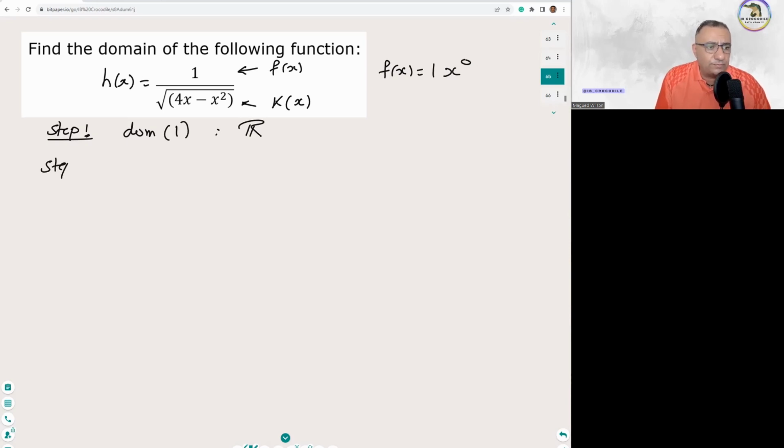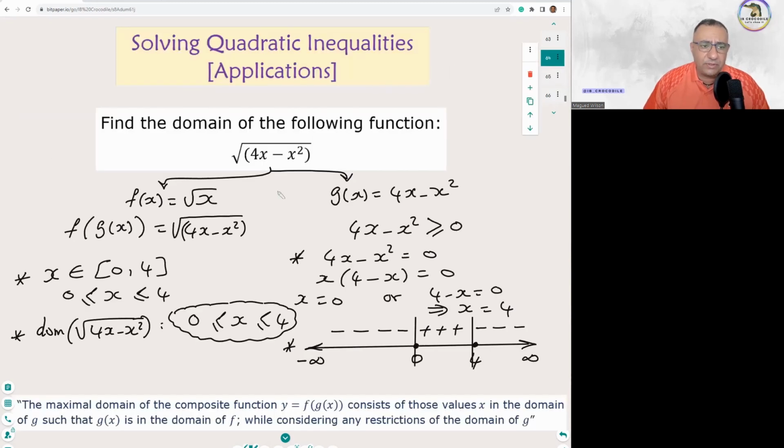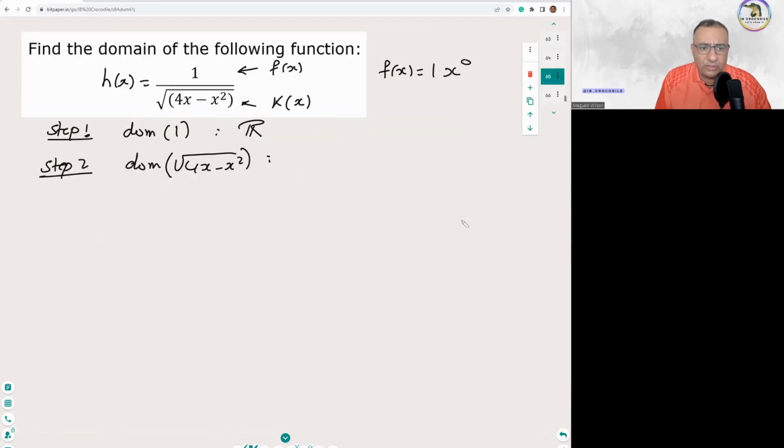Now, step 2, finding the domain of the denominator, which is the square root of 4x minus x squared. We already found that in the previous example. So the domain was between 0 and 4. So the domain is x belongs to the closed interval between 0 and 4.